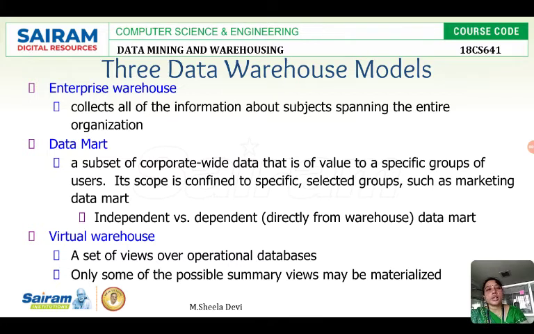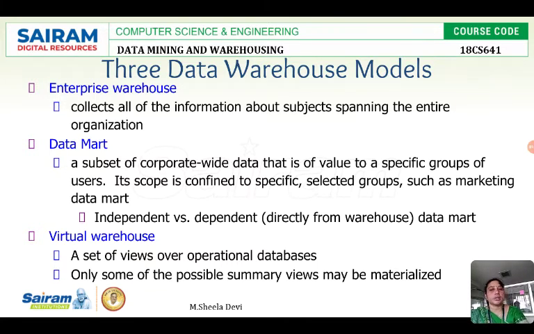The second model is the data mart model. Here, a subset of corporate-wide data that is of value to a specific group of users is taken. Unlike the enterprise warehouse, we are not going to collect all the data of the organization. We are going to take only the data required for a specific group of users. For example, a product manager wants all the information related only to the products. So the data mart contains only the specific data related to a specific group of users.